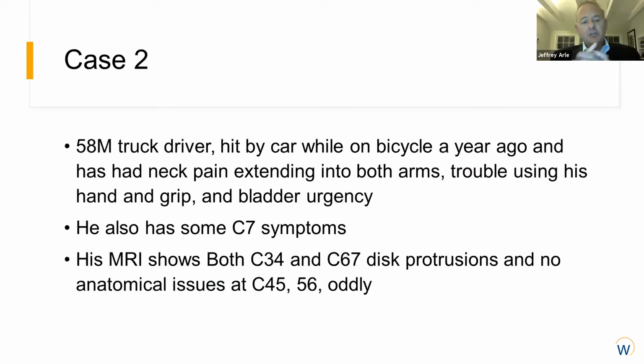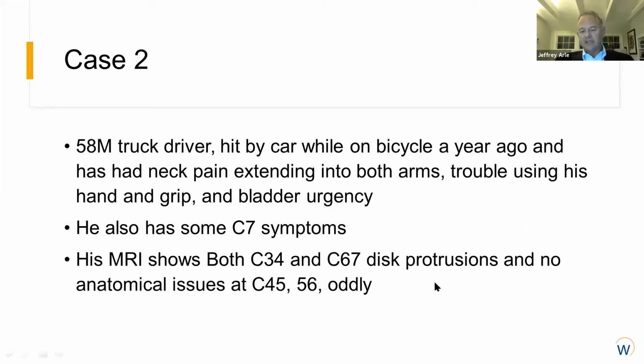So case 2 was a 58-year-old gentleman who drove a truck, was hit by a car while he was on a bicycle a year prior and had neck pain in both and extending into both arms, trouble using his hand and grip, some really myelopathic types of features, and some C7 symptoms. His MRI showed both 3-4 and 6-7 disc protrusions.